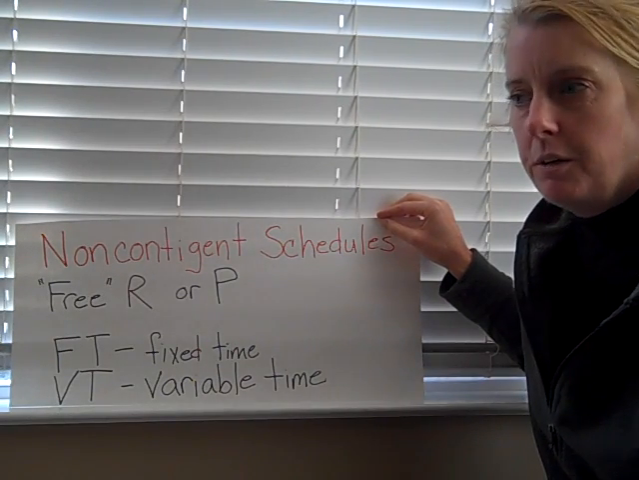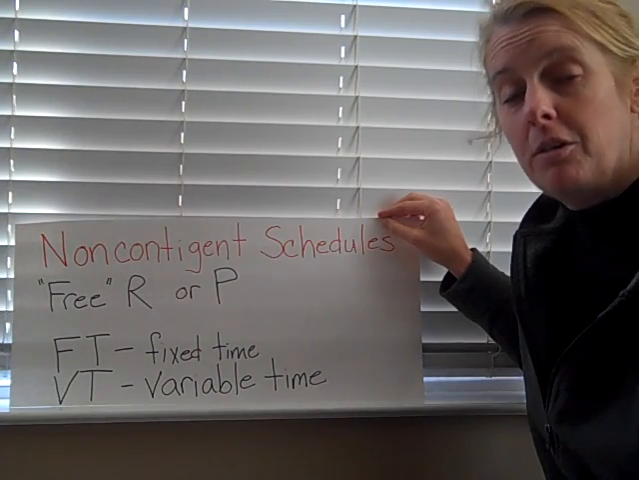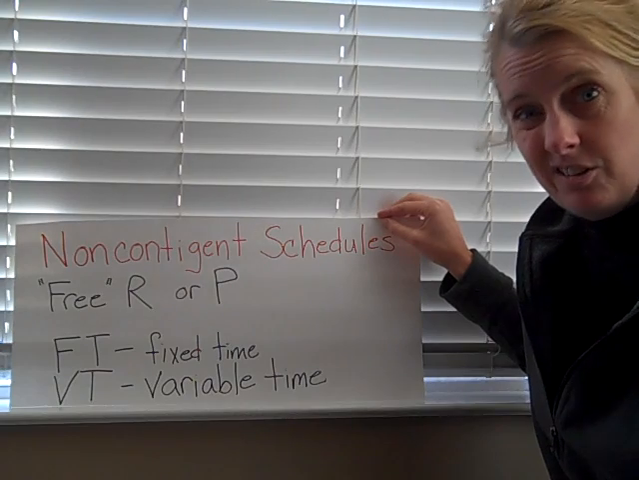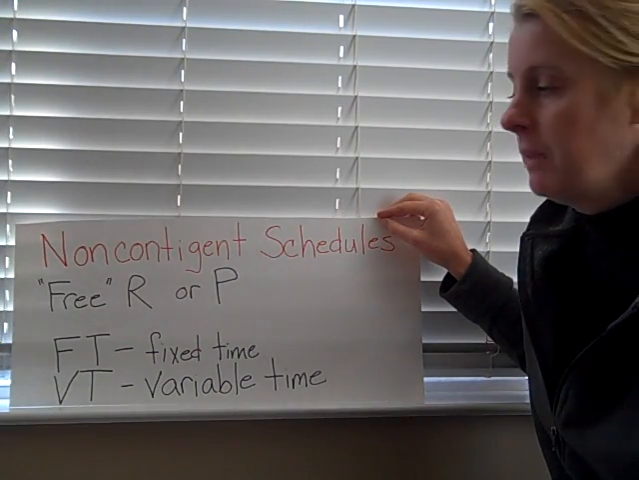Probably every year your mom and dad give you a present. You didn't have to be a particularly nice person. You didn't have to do anything to earn it or deserve it. You just get it. That's free, right? So that would be a fixed time example.